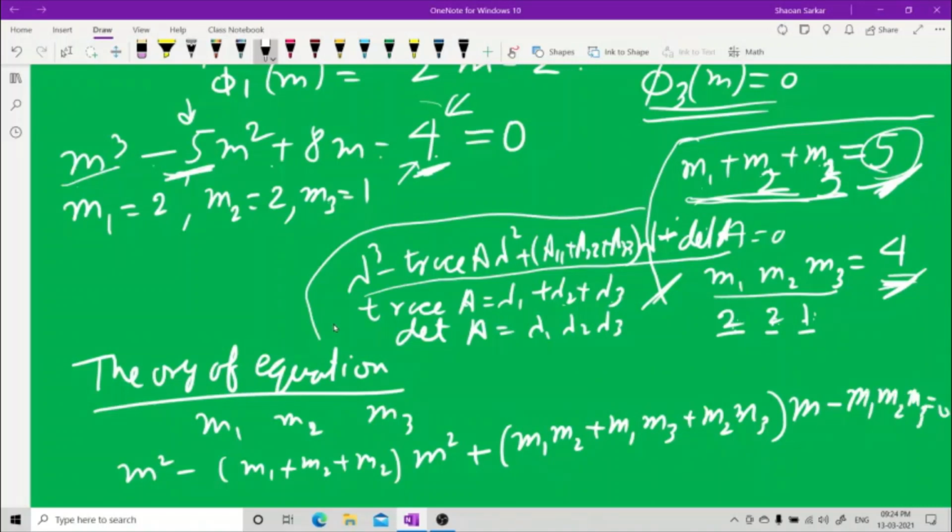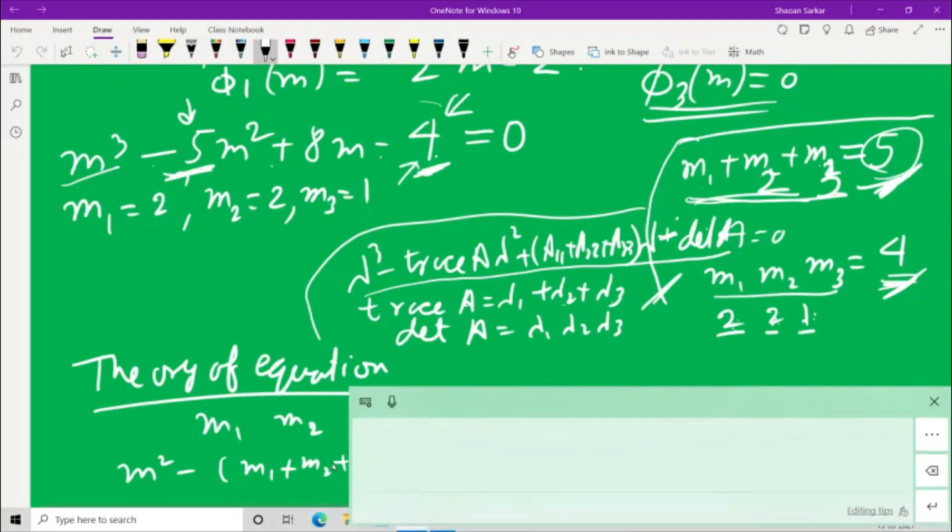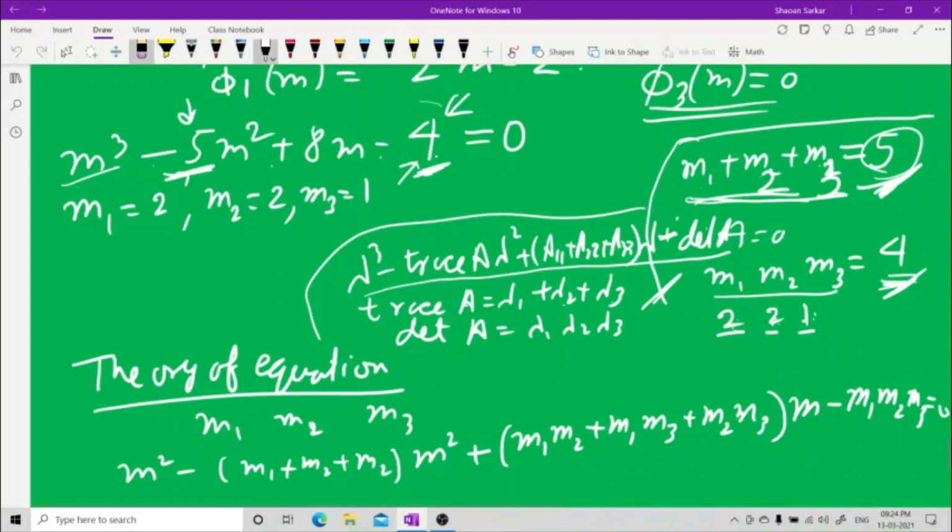This is the way it is. It is 0 here. Just a minute. Let me rewrite it for you. m cube minus sum of the roots m square plus product of the roots taken 2 at a time m minus m1 m2 m3 equal to 0. This is the theory of equation.